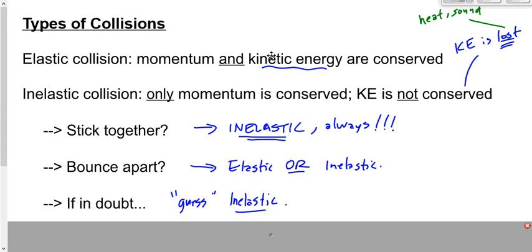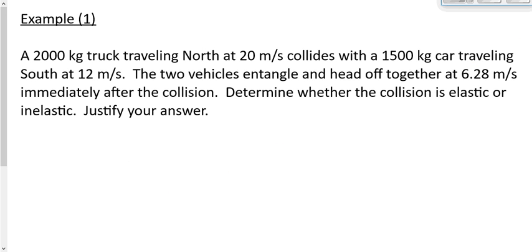Okay, we've got a couple examples for you. First question says a 2,000 kilogram truck traveling north at 20 collides with a 1,500 kilogram car traveling south at 12. They entangle and head off together at 6.28. Elastic or inelastic? Quick answer. What is it? How do you know it's inelastic? Because they stick together, yeah.